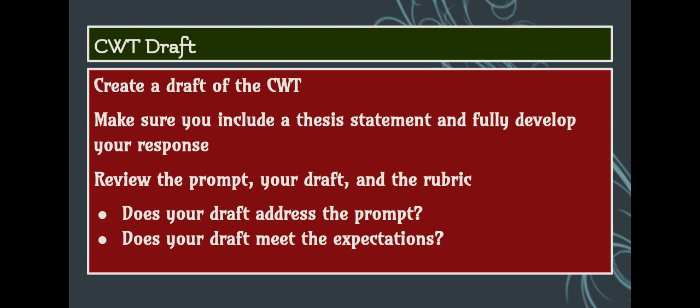Using the work you have completed on your culminating task tool in preparation for the task, you are going to complete a rough draft of the culminating task in your reading response journal that addresses the prompt. As you draft your essay, you need to make sure you include a thesis statement and that your essay develops your response. Once you have a draft, you need to review the prompt and your draft, then review the culminating task rubric to make sure that your draft addresses the prompt and meets the expectations. You will have 30 minutes to complete this activity.